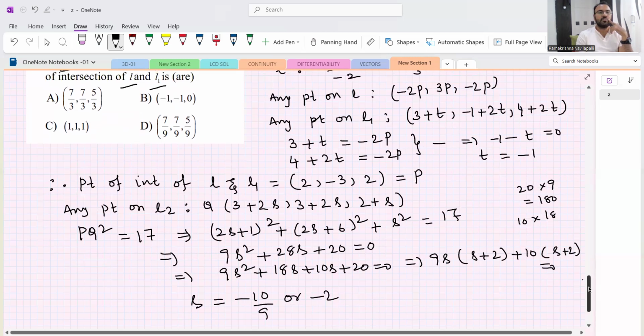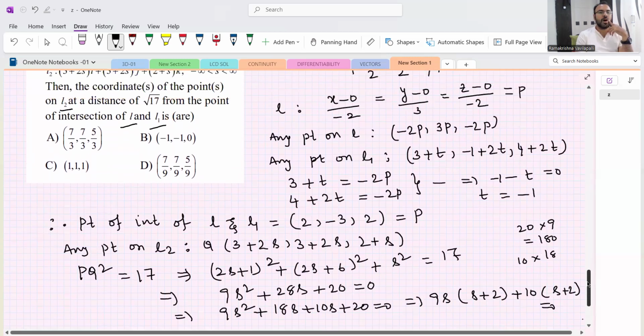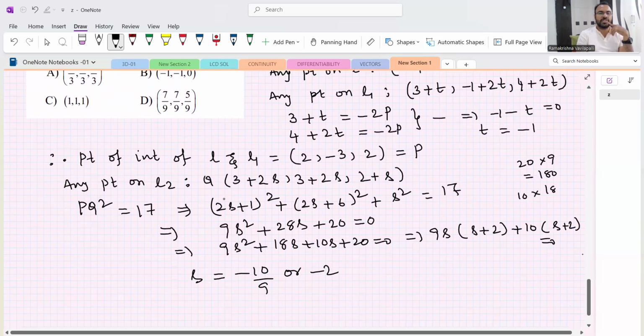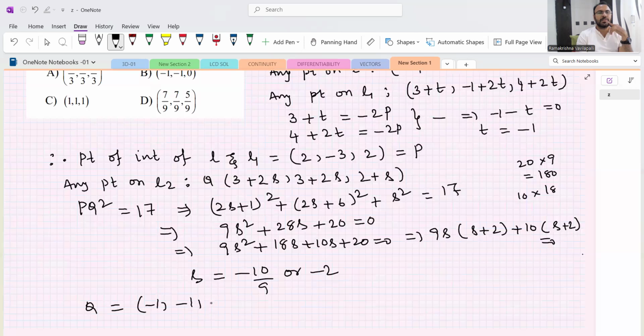So we are asking what are the points on L2. So substitute here the Q coordinates. If you substitute -2, you will get -1, comma 0. And if you substitute -10/9, you will get 3 minus 20/9, 2 minus 10/9. We got it.